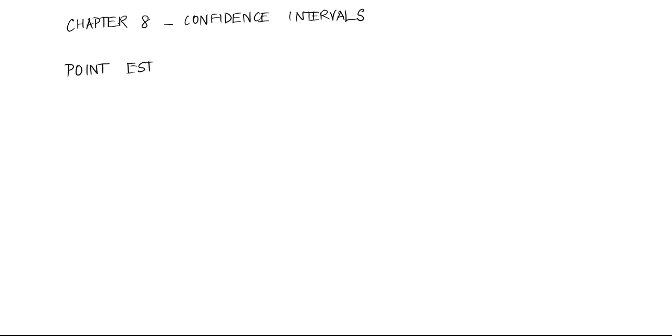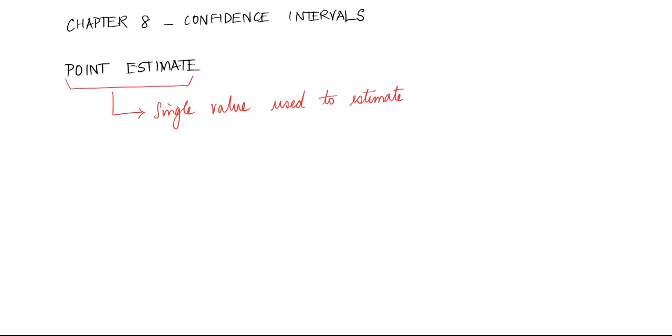Point estimate. You know, point means a single value, right? A single spot. So point estimate is a single value that is used to estimate a population parameter. Remember, when I say parameter, I am talking about finding the population proportion.